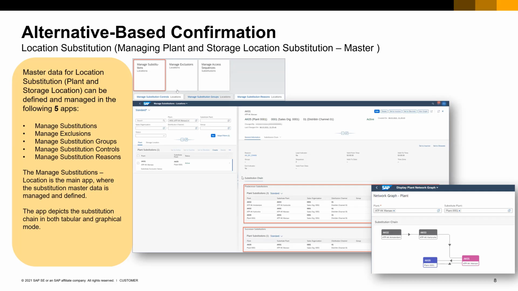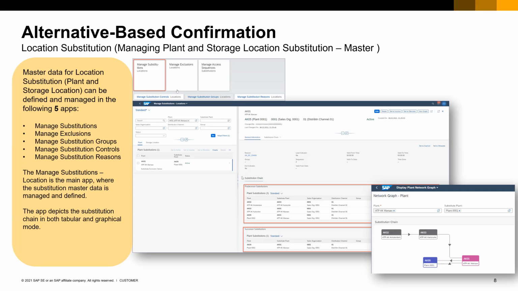Furthermore, we have now introduced plant substitution also in the new master data, where you can maintain substitution chains, but also, as you can see here, we allow the maintenance of substitution exclusions out of these chains. To have it more requirement specific, we can also find substitution controls and groups which can be attached to a certain substitution A by B.